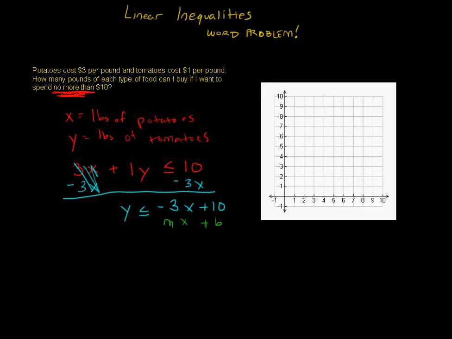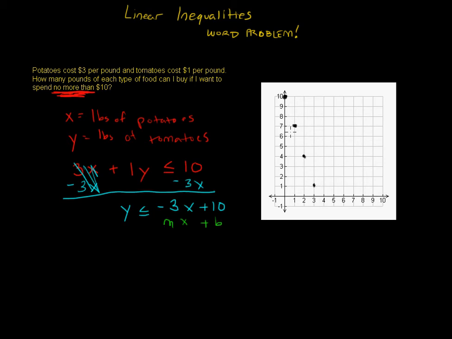So, let's graph a line. Our y-intercept is 10, so we'll put a dot at 10. And our slope is negative 3, so that's negative 3 over 1. I want to go down 3 over 1. I'll do that a couple times so I can make it straight. Down 3 over 1. Down 3 over 1.